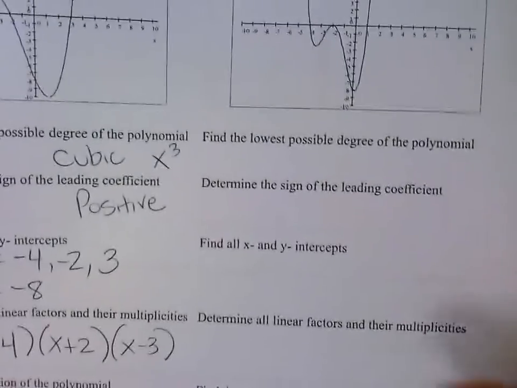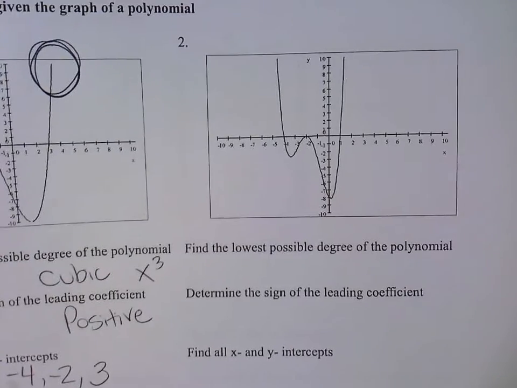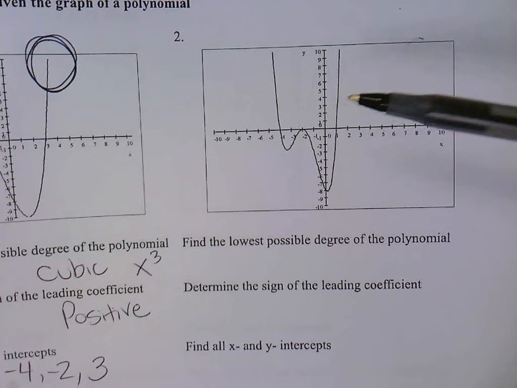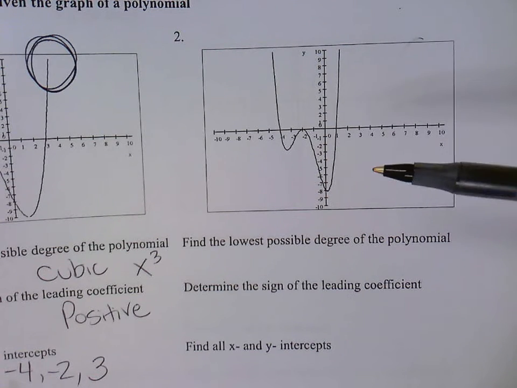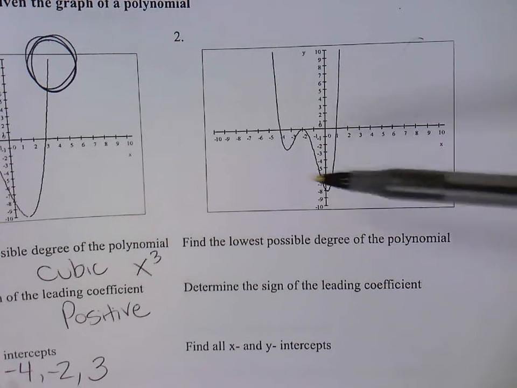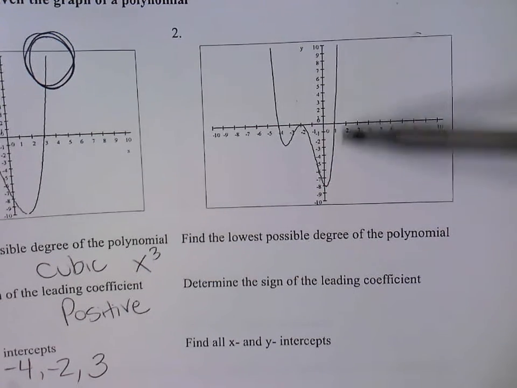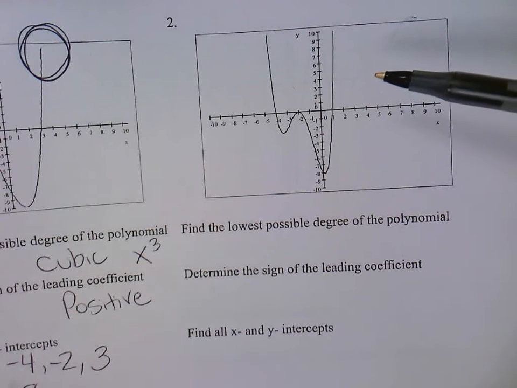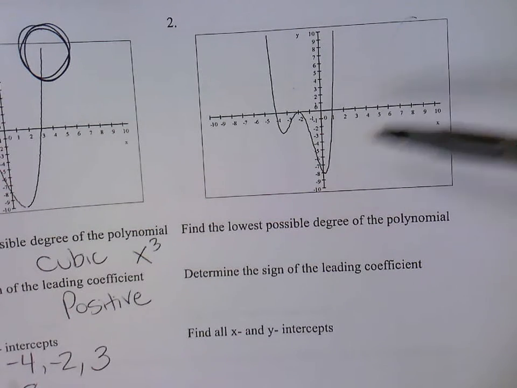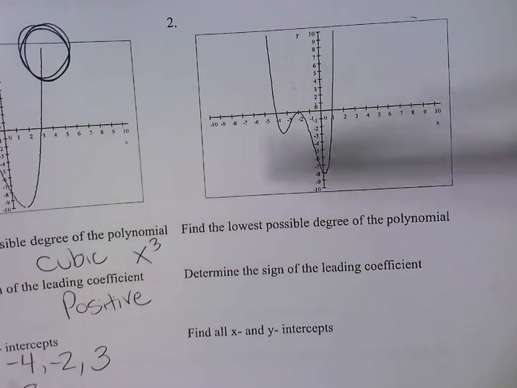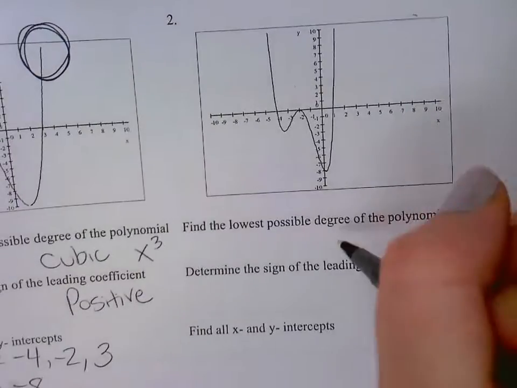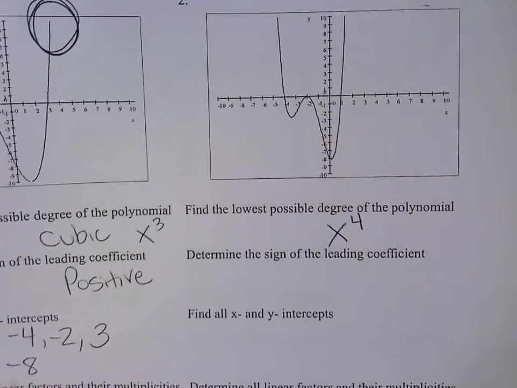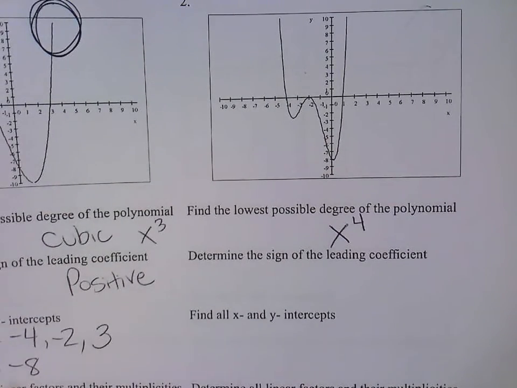So what's the lowest possible degree? So I should start with linear. Nope, not linear. Doesn't look quadratic. How do I know that this one's not cubic? Yeah, there's 3 turning points, or you could tell me that, oh, they're both going in the same direction, so it has to be even degree. So could it be x to the 4th? It could, right? 3 turning points and both ends going up. It could be x to the 4th, right? Quartic. It might be x to the 6th even, but the lowest possible degree would be x to the 4th.